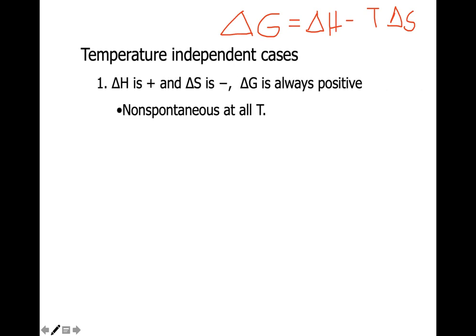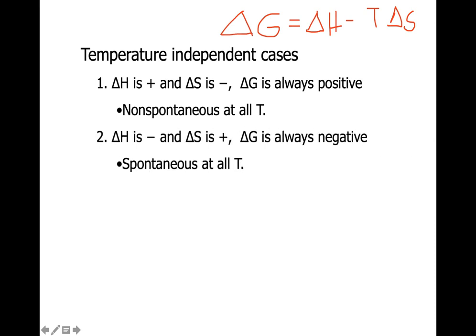So we have several cases that are independent of temperature. For example, if our enthalpy is positive, so we have an endothermic reaction, and delta S, or our entropy change, is negative, delta G is always going to be positive, right? Because this is positive, and a negative times a negative T will always give us a positive. So we'll always have a positive delta G, and it'll never be spontaneous, no matter what the temperature is.